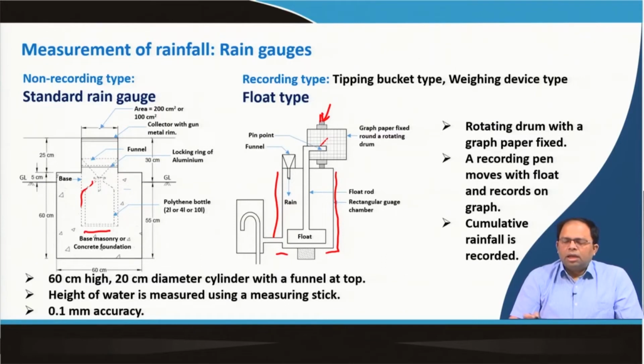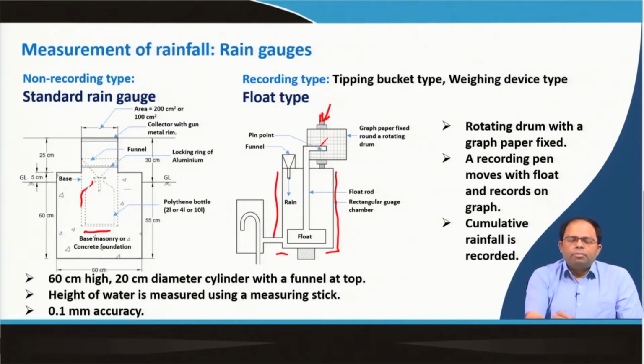Just to summarize, this is a rotating drum with a graph paper fixed on it. The recording pen moves with a float and records on this particular graph, and cumulative rainfall is recorded, right? So, this is how you can automatically record the rainfall at different time periods.